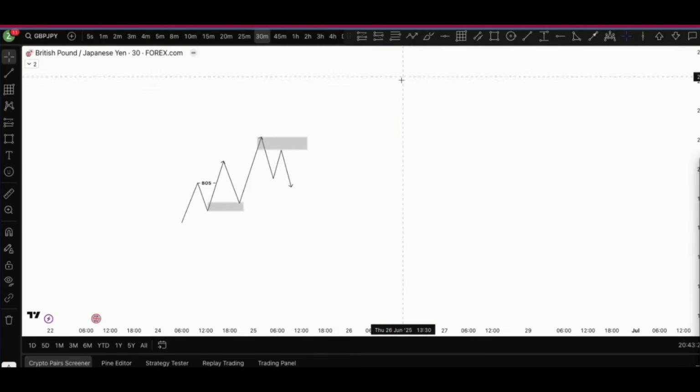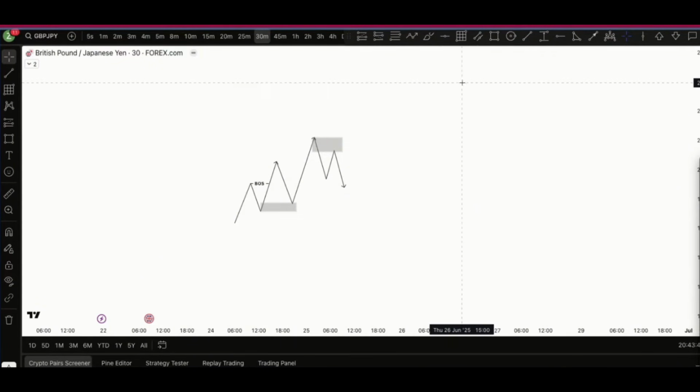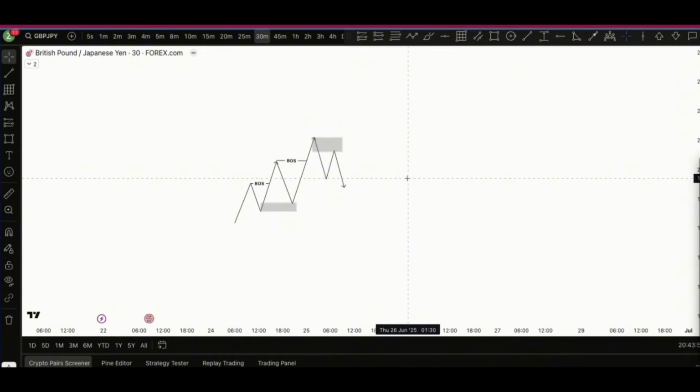So a fair value gap or inefficiency: we know that every market must be efficient. The number of sellers should be equal to the number of buyers. Where the number of sellers is greater than the number of buyers, we have an inefficiency in the market. So the market has to balance it in order for us to be at equilibrium. Inefficiency occurs when there is a gap between three candles in a price movement.